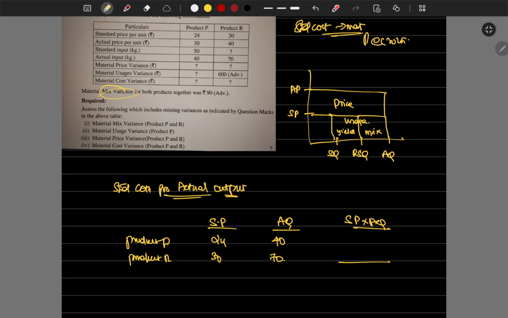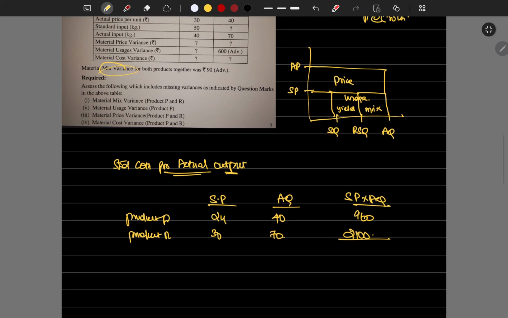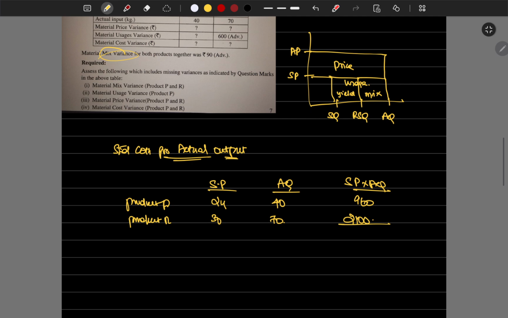24 into 40, which is 960. 30 into 70, which is 2100. Okay, once we find this, we can go to the next step. This is the standard cost to be incurred for actual output. Any standard costing problem you take, this should be your first step.